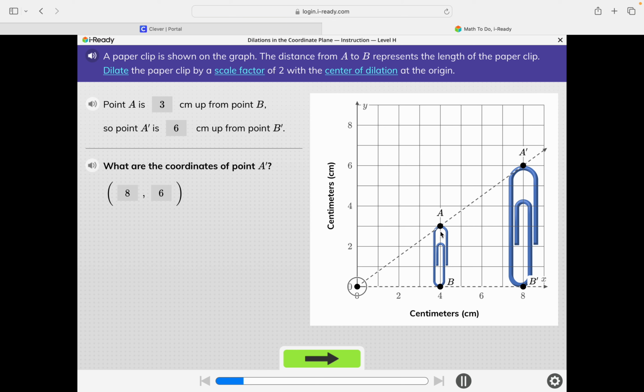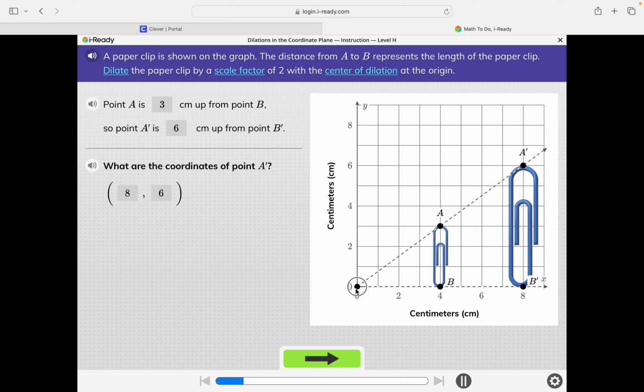Now, what is A? A is 4 in the X and 3 in the Y. Now, where is B prime? B prime is 8 in the X and 0 in the Y. Now, where is the A prime? We cannot go directly like that. We have to go straight to the 8 and then only in Y.